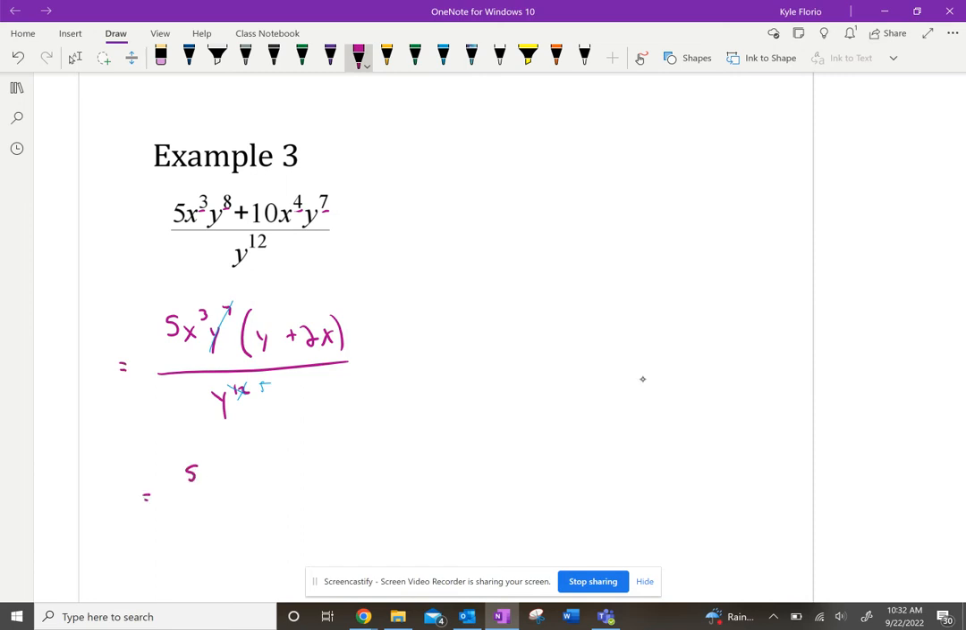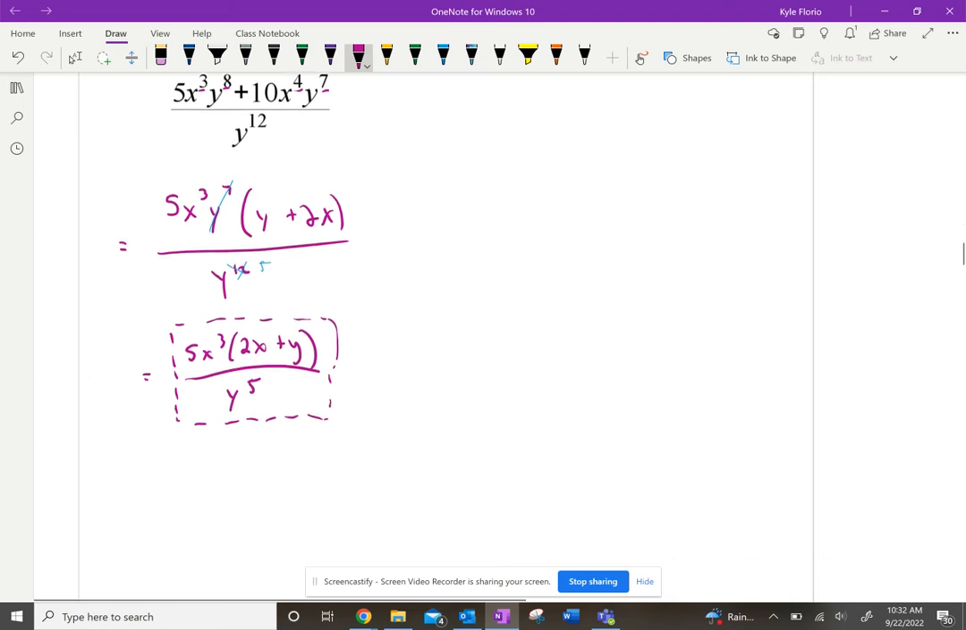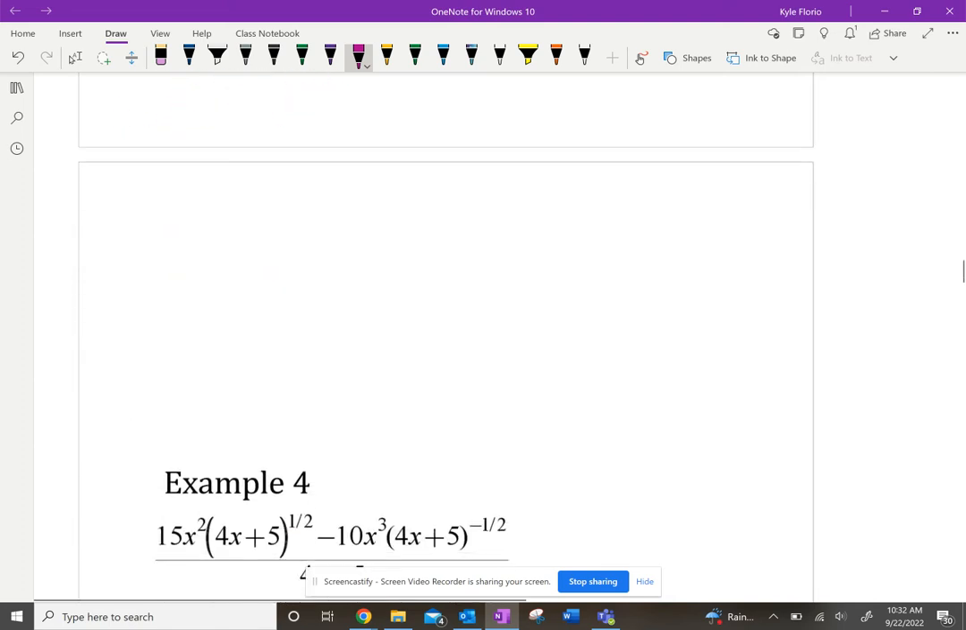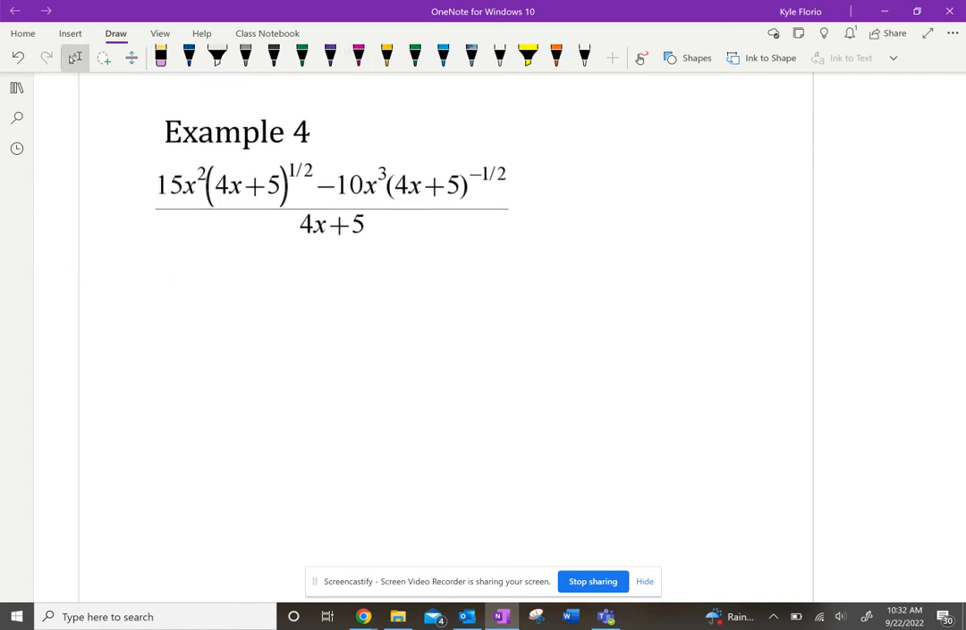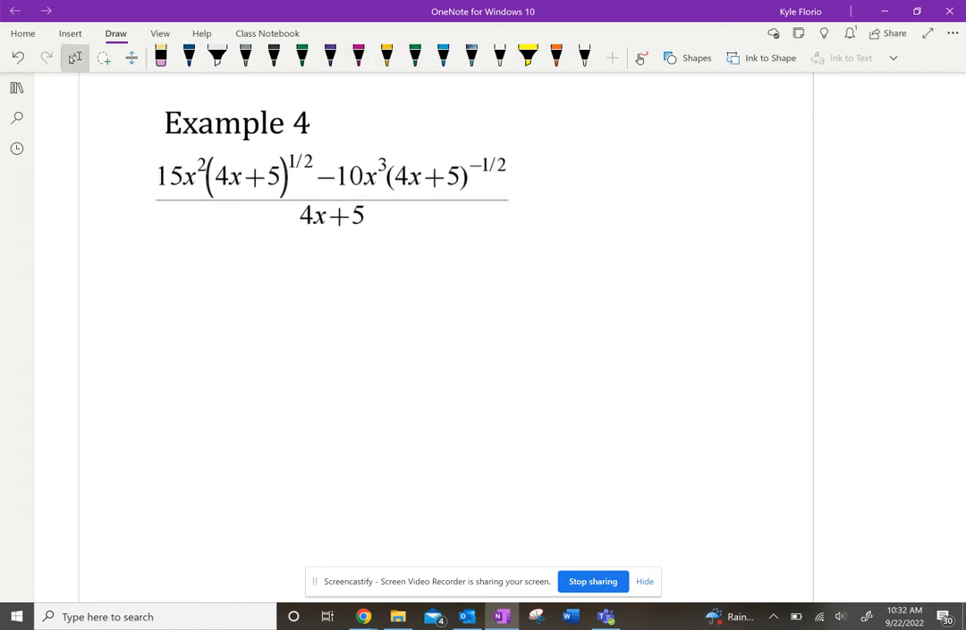We'll just leave it as 5x cubed. I'm going to switch the x and the y just so it's in alphabetical order. It doesn't matter. Over y to the 5th. If you want to distribute the 5x cubed back in, that's fine. I don't really care. I'm just going to leave it like that. Okay. So, again, algebra, simplifying. Now, this one looks like it's difficult for no reason, but this one actually is the most reason.